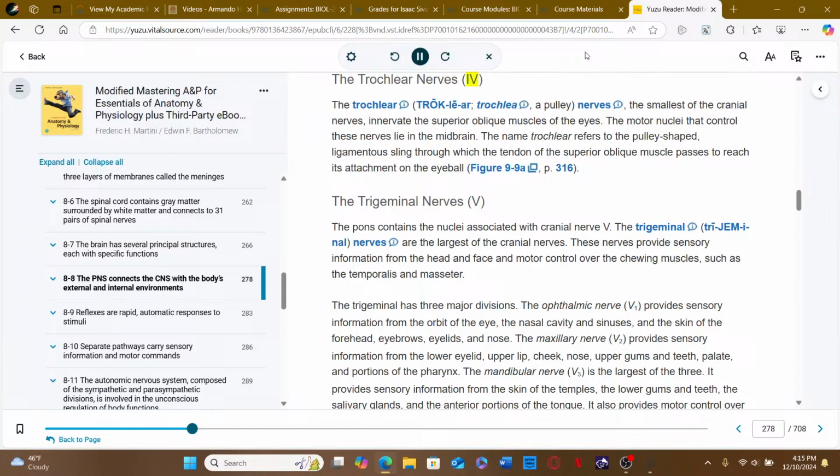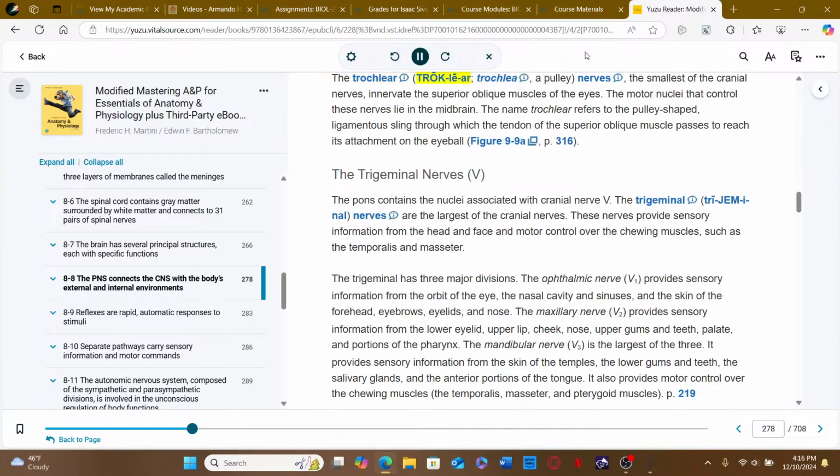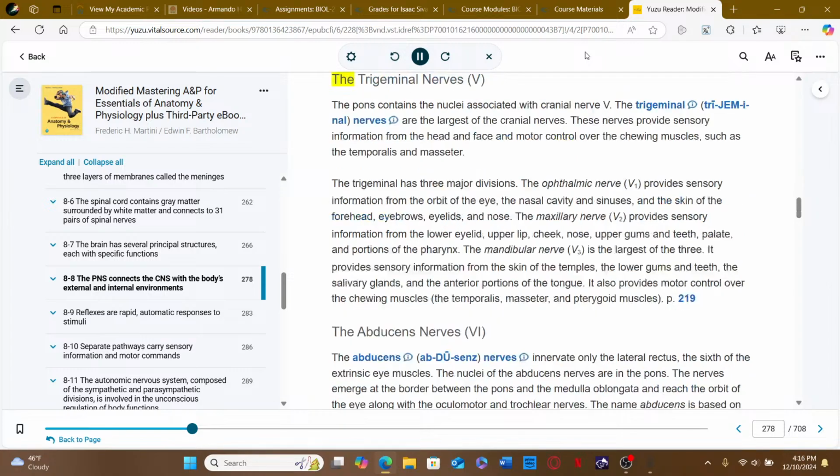The trochlear nerves, 4. The trochlear nerves, from trochlea, a pulley, the smallest of the cranial nerves, innervate the superior oblique muscles of the eyes. The motor nuclei that control these nerves lie in the midbrain. The name trochlear refers to the pulley-shaped, ligamentous link through which the tendon of the superior oblique muscle passes to reach its attachment on the eyeball, Figure 9-9A, P316.